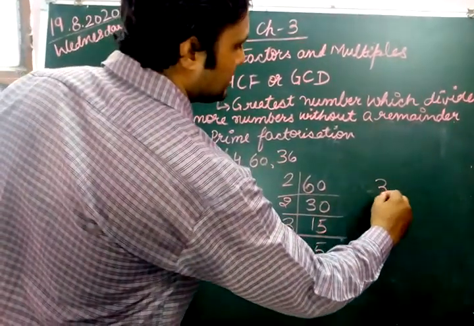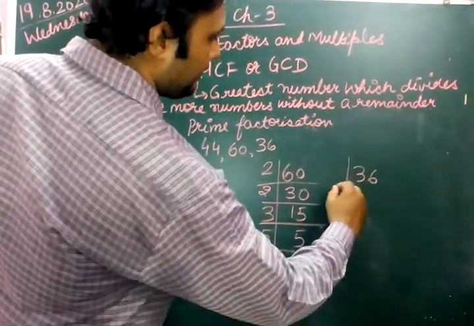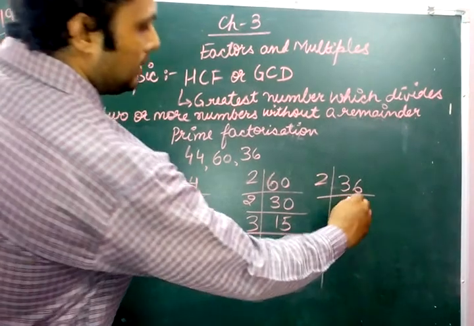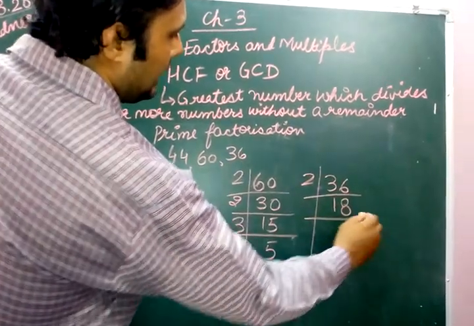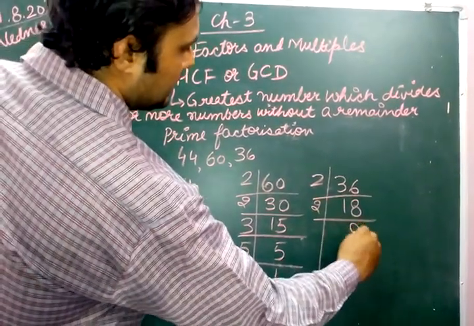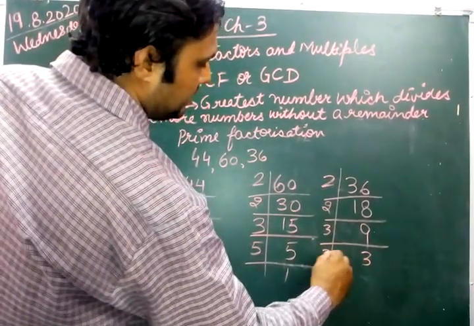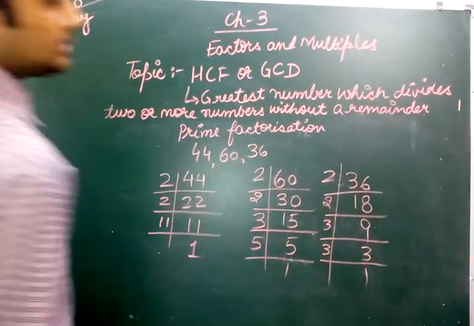Next is 36. It is divided by 2. We got the answer 18. 18 is divided by 2. We got the answer 9. 9 is divided by 3. We got the answer 3. 3 is divided by 3. We got the answer 1.